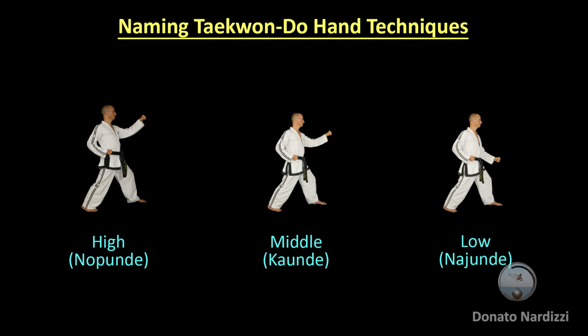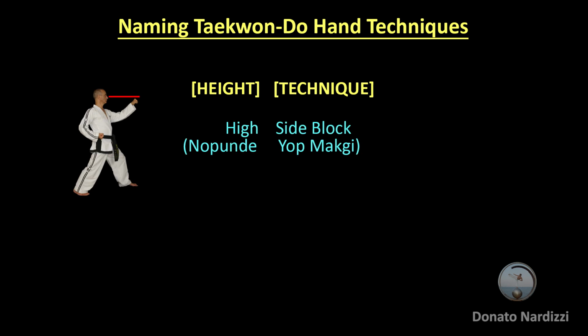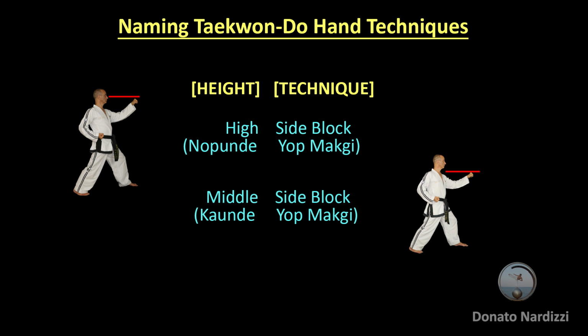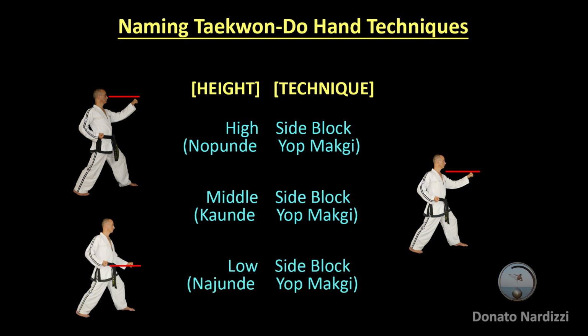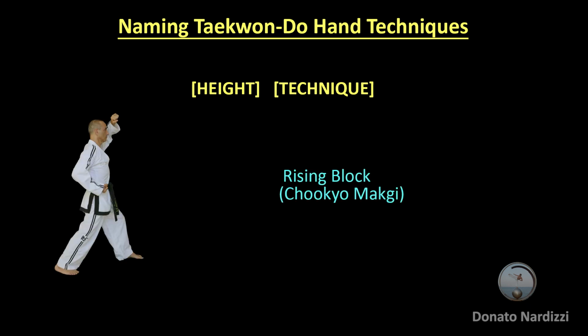Most techniques can be done at different heights, so we need to specify the height before the name of the technique. For example, a side block can be done as a high, middle or low block. So by specifying the height before the name of the technique, we get high side block, nopunde yok maki, or middle side block, kaunde yok maki, or low side block, najunde yok maki. But some techniques don't require the height description. For example, rising block, chukya maki. There are no high, middle and low versions of this block.